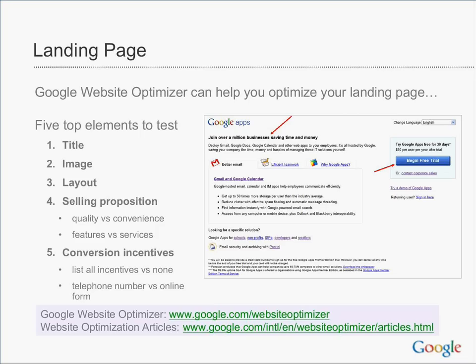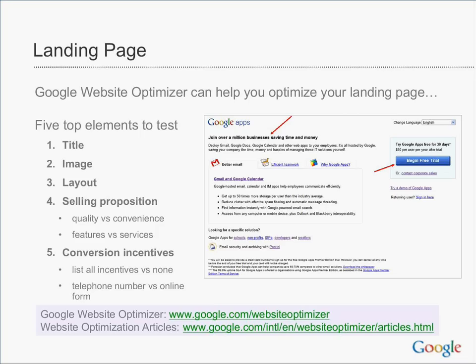Now, one of those articles highlights the top 5 elements to test on any given landing page. And I've included a screenshot of the current Google Apps homepage here to see how those elements are highlighted on a live website. So first, you can see testing the headline or the title is a critical component. You might want to test length or the specific message that you offer. Images can also make a big difference on your website. You can see here the Google Apps homepage uses small icons to help users see the various products that are included, whether it's email or collaboration tools.